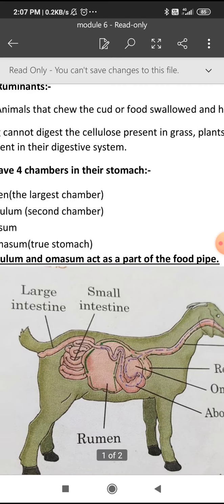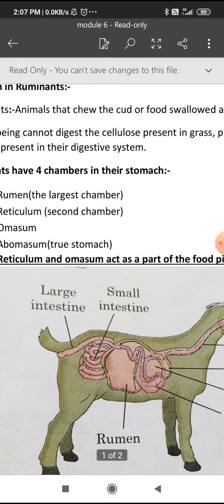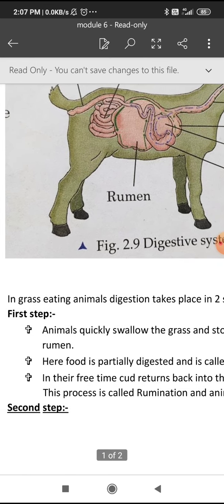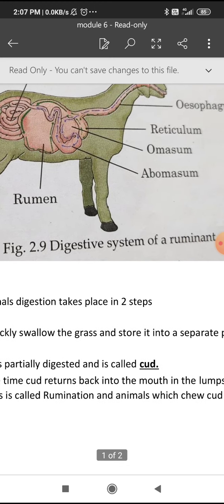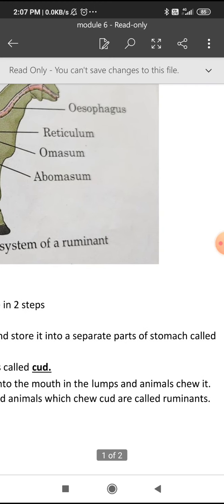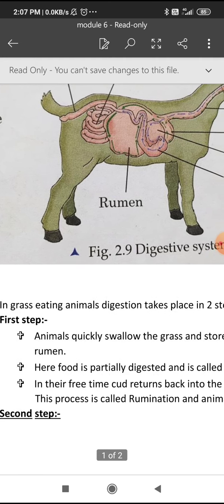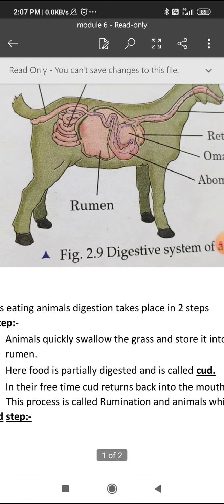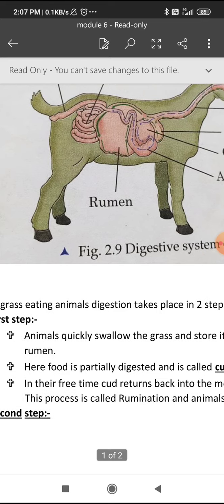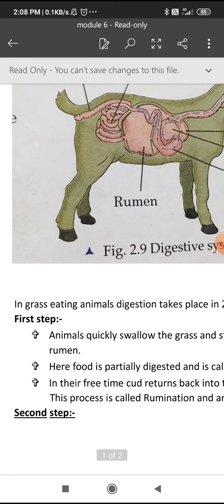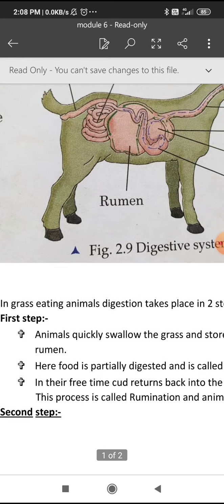Digestion in the ruminants takes place in 2 steps. In the first step, animals quickly swallow the grass and store it in a separate part of the stomach called rumen. That means they eat the food, they swallow it, and then they store it in the rumen. You must have seen the animal, they keep on eating the food again and again, chewing it again, then store it, then eat it, then store it. So they keep on storing the food in the biggest chamber of the stomach, that is called rumen.